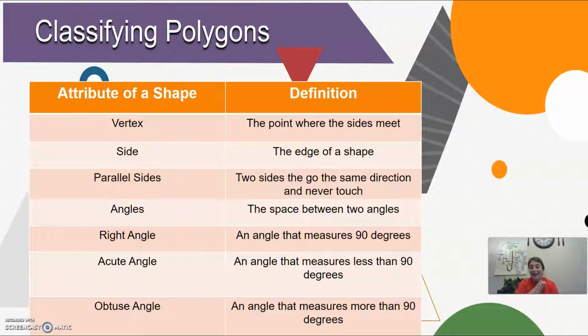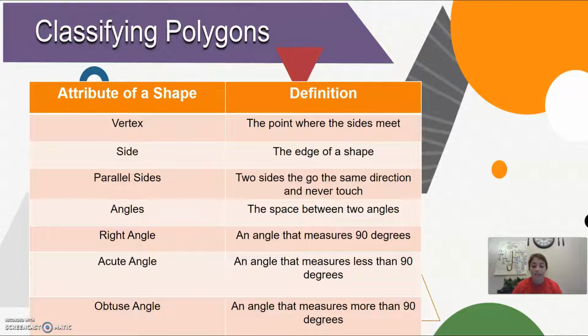The next one we have is a side. Remember, a side is the edge or line of the shape. A triangle has 3 sides. A quadrilateral has 4 sides. A pentagon has 5 sides. Thinking along those lines, the sides are just the edge of the shape itself.